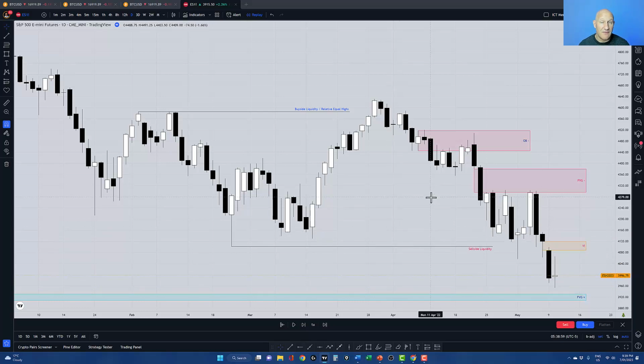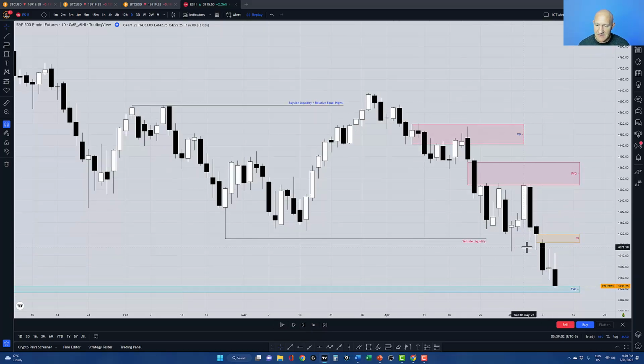Now, if we play the market forward one candle, you'll see that's exactly what happens. We trade down into that fair value gap, and that's where we end after we react to touching that at the end of this session.